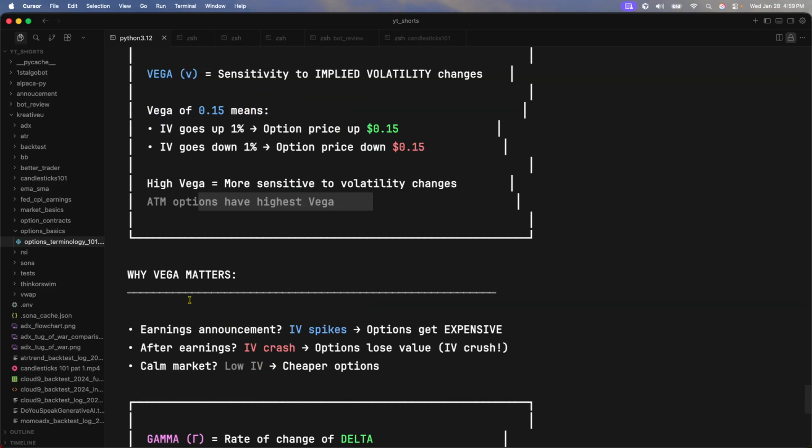Why Vega matters: earnings announcements, IV spikes, options get more expensive. After earnings, IV crashes. That's called the IV crush. Option value loses. Calm market, low IV, cheaper options.